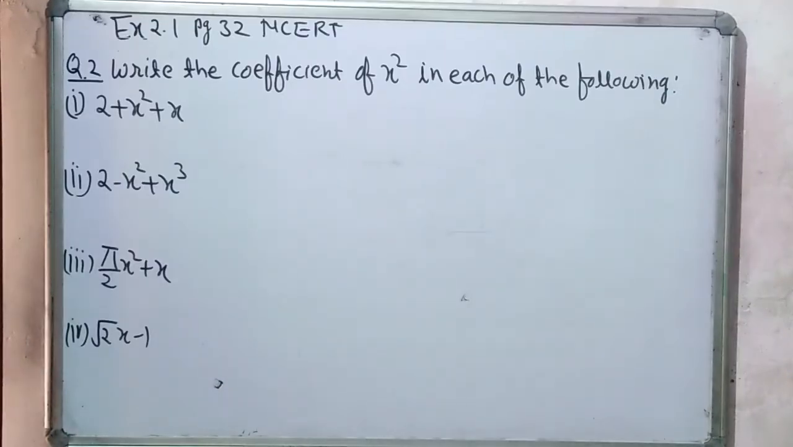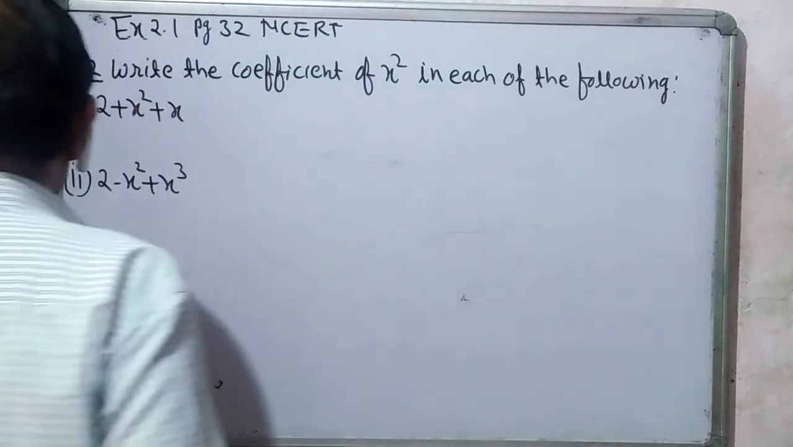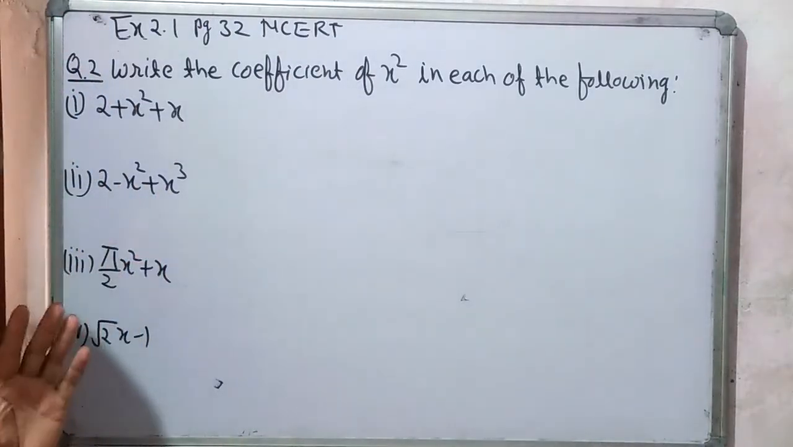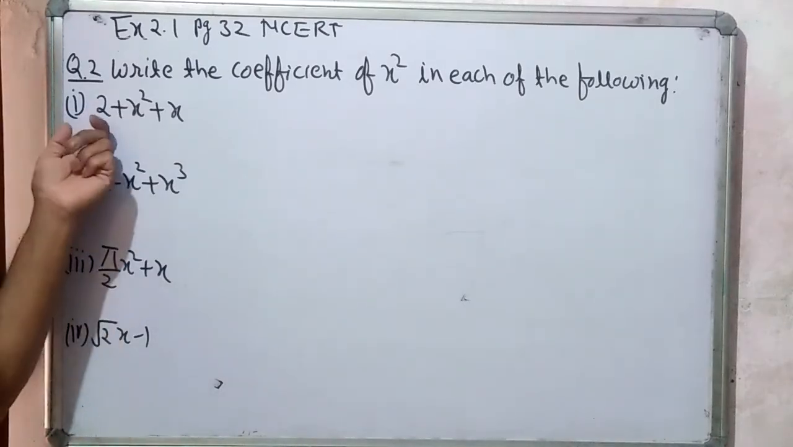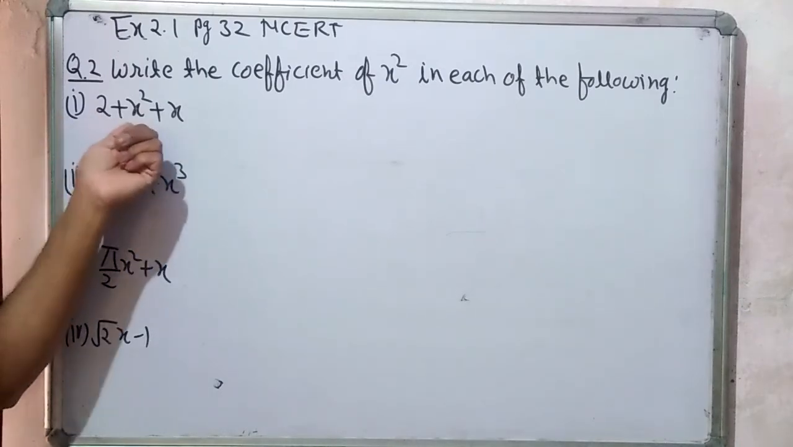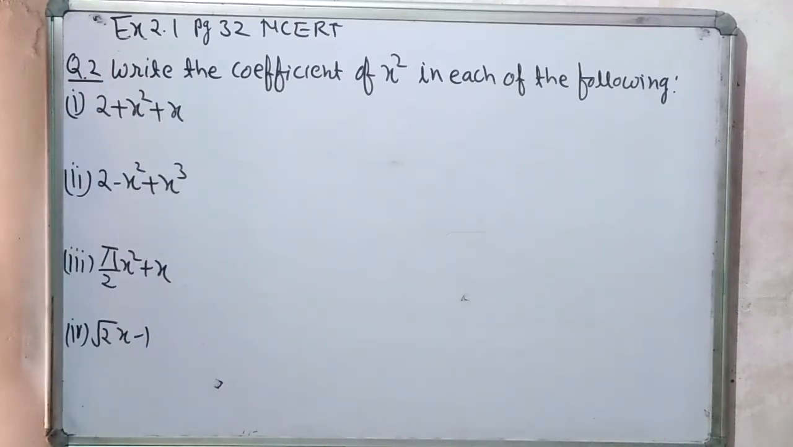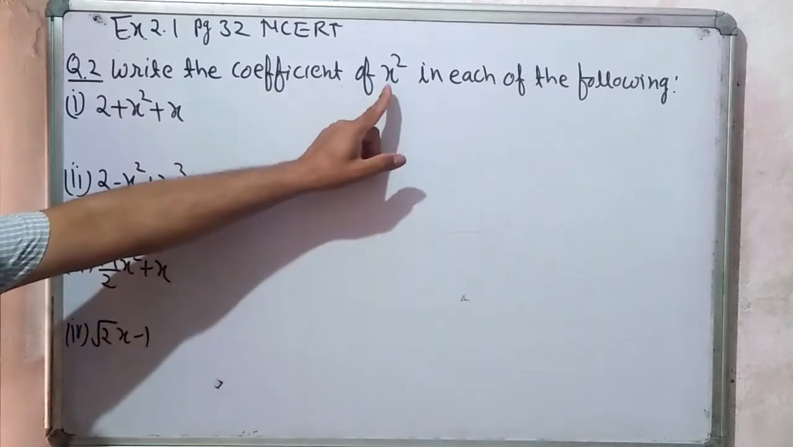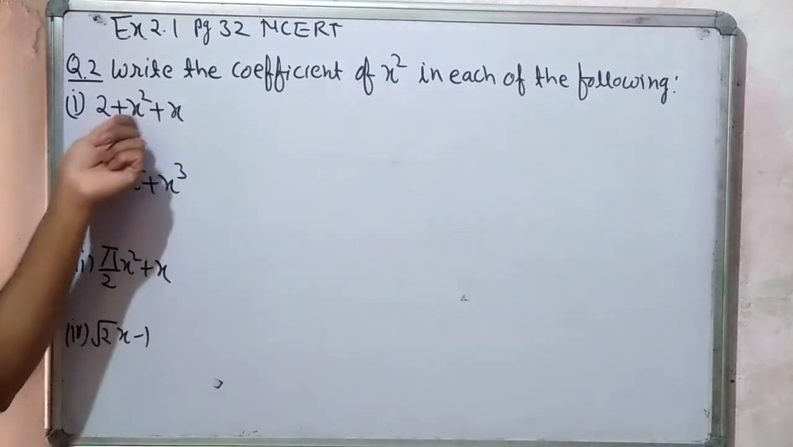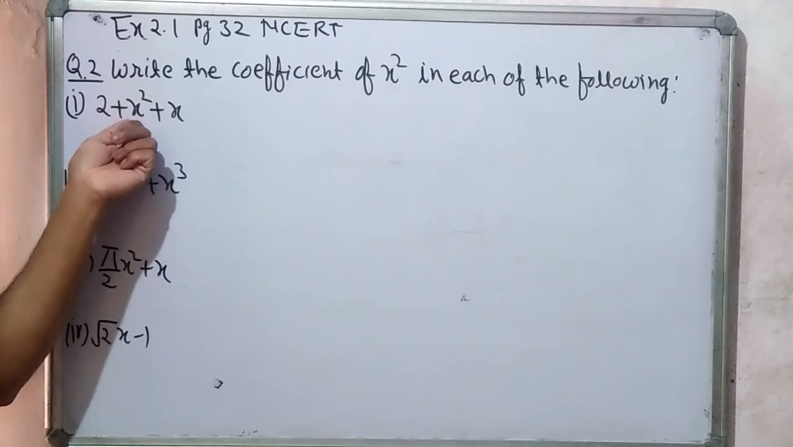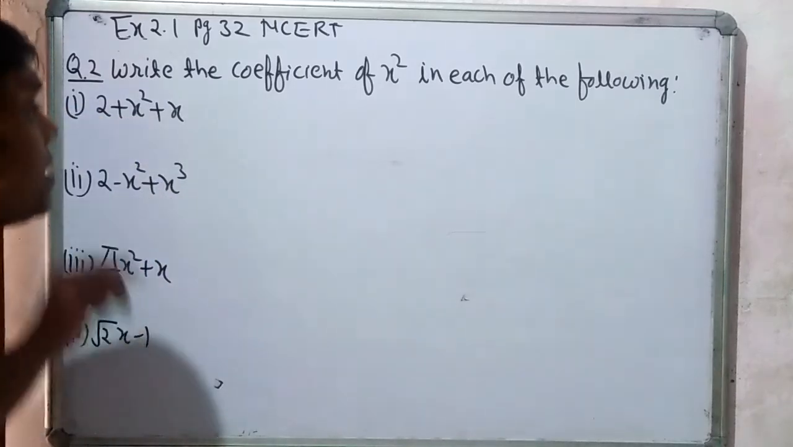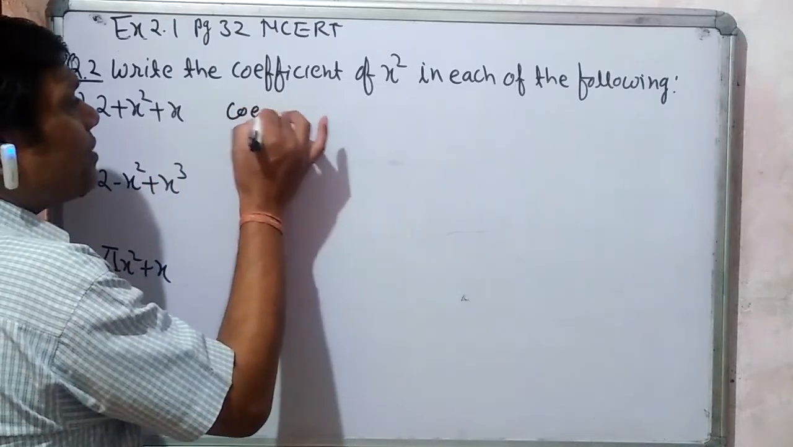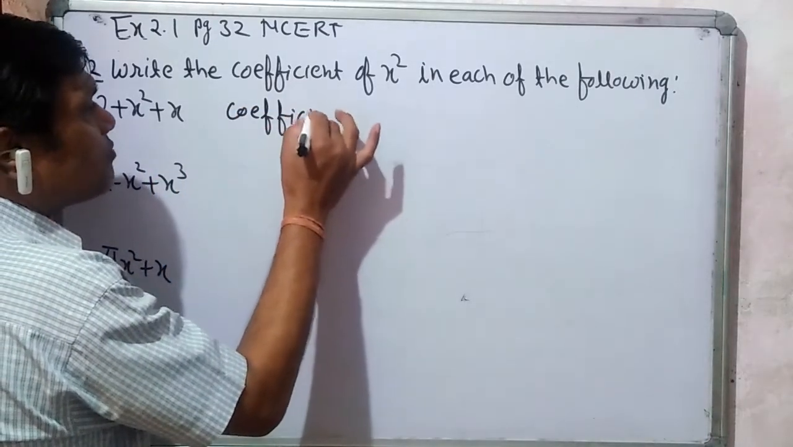Let us see question number 2 of this exercise. What it is asking us is, write the coefficient of x square in each of the following expressions or polynomials. The first one given to us is 2 plus x square plus x. Whose coefficient we have to take? Of x square. So let us see over here with x square, what is the number there? When nothing is there, we have the number 1. That means here we can say the coefficient of x square is 1.